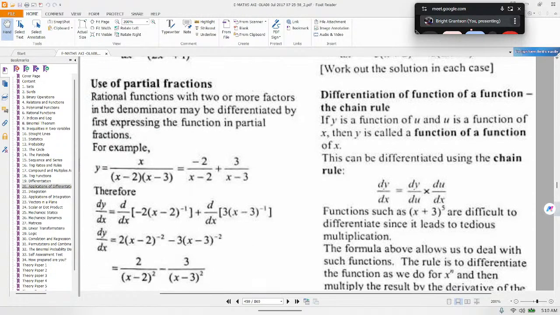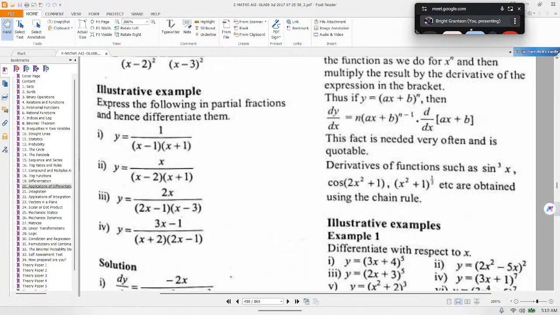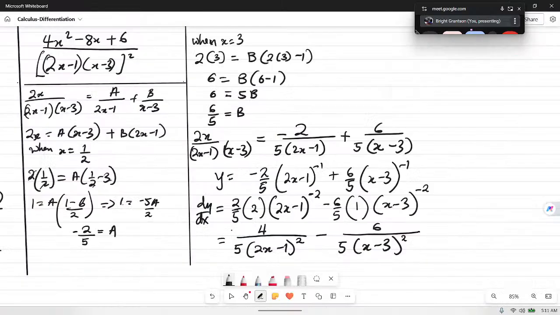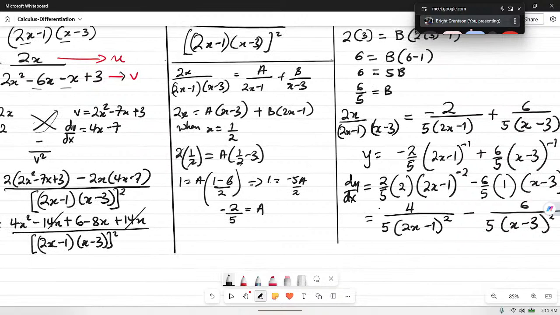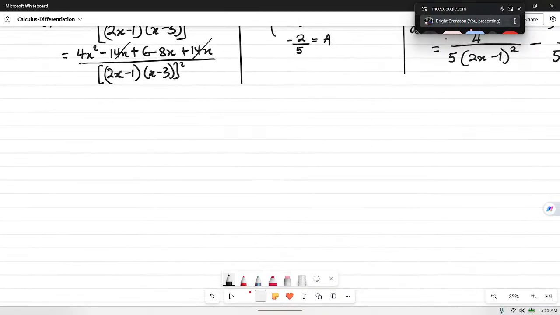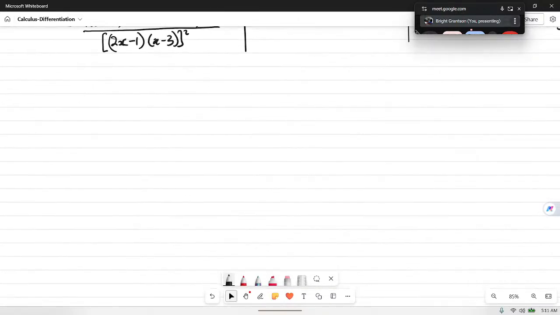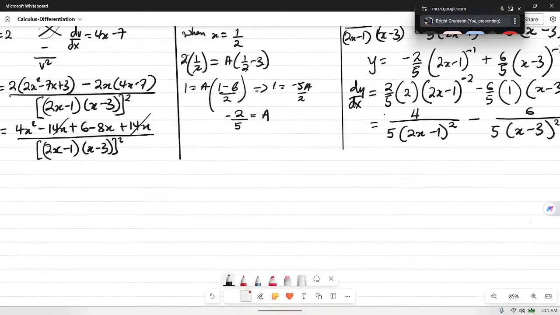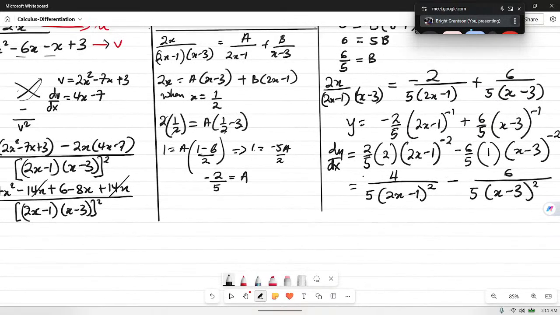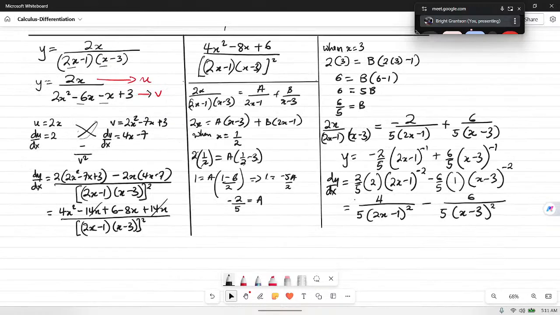Now I'll do one on your own. So you say alright. Which one do you want? The second one or the fourth one? Any of them. Do the fourth one. 3x minus 1 over x plus 2. Let me think. Let me remind you.